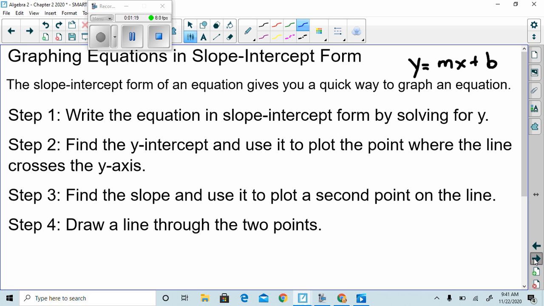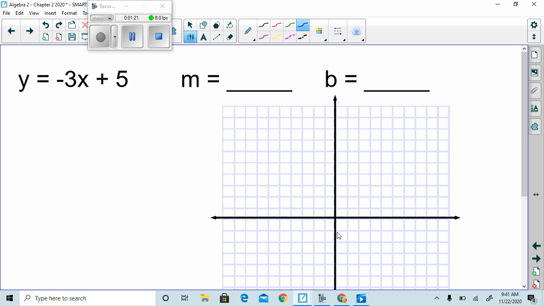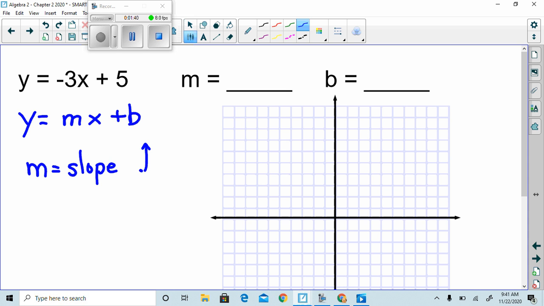I'll start off with the type that already have the equation in slope-intercept form. This makes our lives a little easier. Y is equal to mx plus b. M represents our slope, which is rise over run. It's going to tell us whether we're going up or down, and then across, left or right.